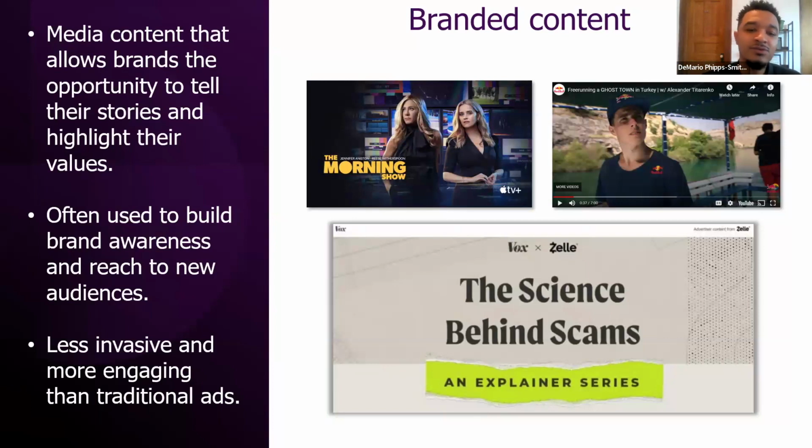And then the last example, which is more of a news example of branded content, is this really cool explainer series presented by Vox and Zelle that explain the ins and outs of scams that you see online, right? And Zelle, if you don't know, is a money transaction app, right? You can send money to different people. And Vox is a news organization. So Zelle bought an ad that would look like a news article, an explainer, and it sat on Vox's website, and they explained just the science of something that people really care about.